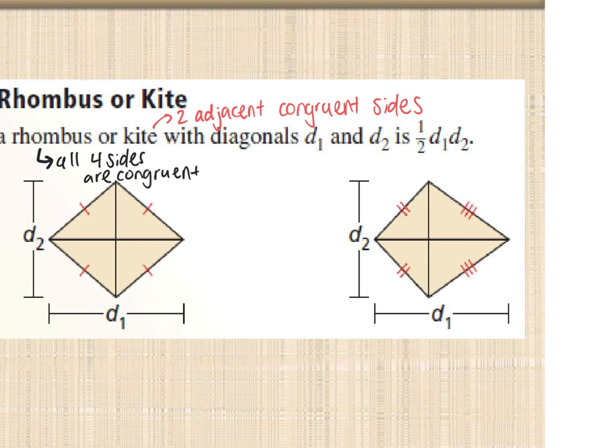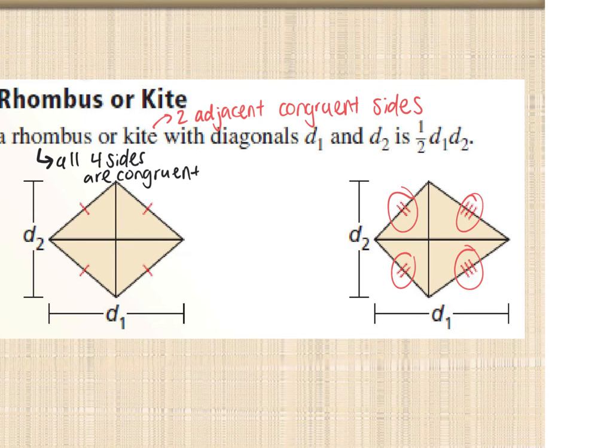Does a rectangle have 2 sets of congruent sides? Yes, but those sides are opposite each other. Do you guys see the difference there? So a kite, the 2 adjacent sides need to be congruent. Does that make sense? All right, so notice your 2 congruence marks are going to be next to each other versus across from each other.